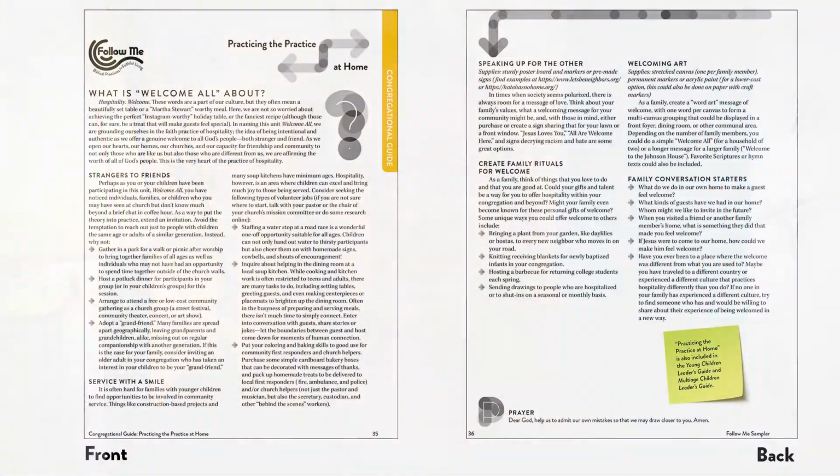The final section you're going to see in this beginning part of the curriculum is practicing the practice at home. This is a take-home sheet for families. This is also something you'll find in the congregational guide, which you can learn more about in this video that I'll link in the description below. It's a two-sided sheet, and it's ways that the family can practice this practice at home and explore it further.